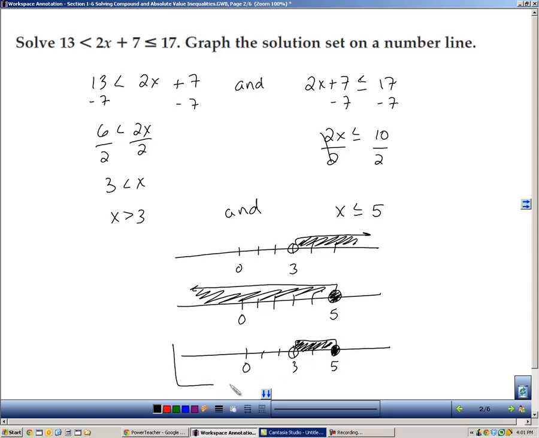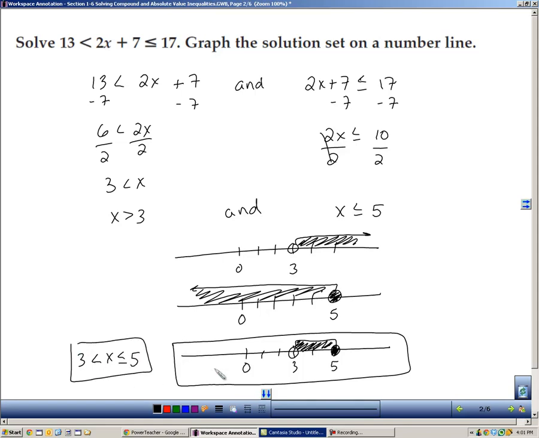So this is what the graph looks like, and then I want to show you how to write this solution out in a more concise manner. What you do is you say 3 is less than x, which is less than or equal to 5. That's how you're going to write the solution. You say x is the shaded area, it's between 3 and 5 with less than symbols, and this one is an equal to because of the closed circle.